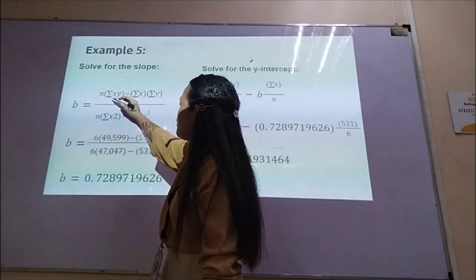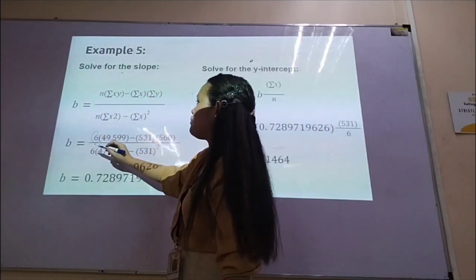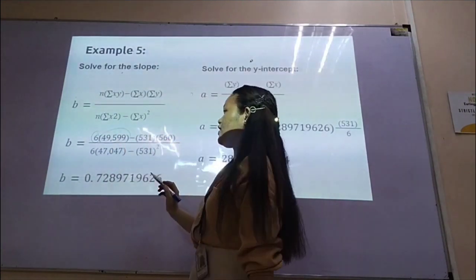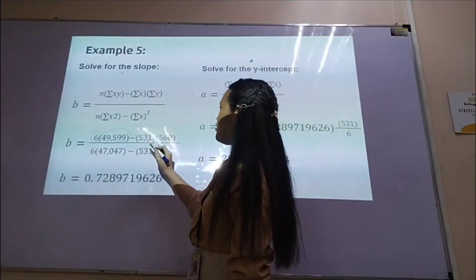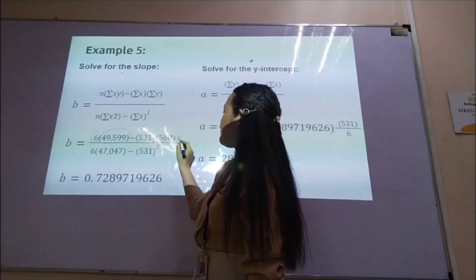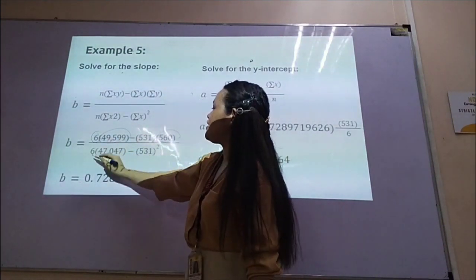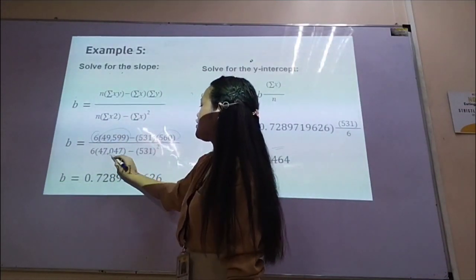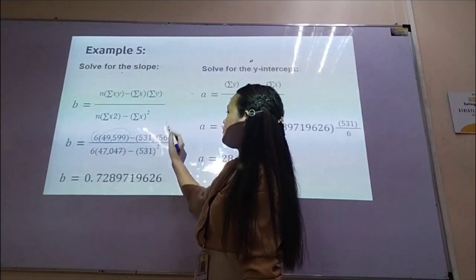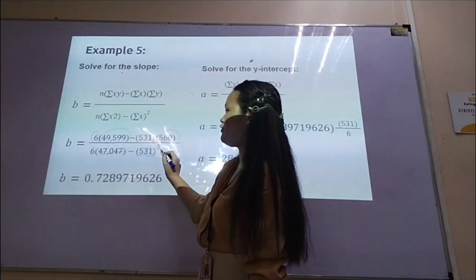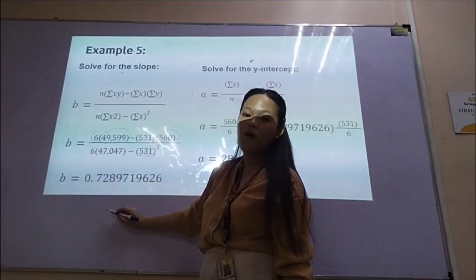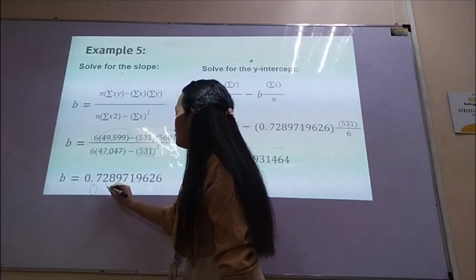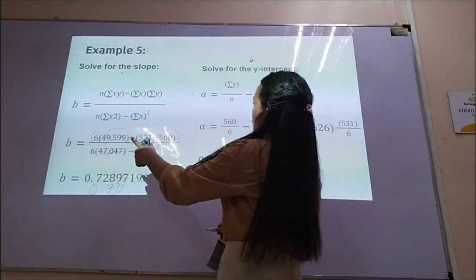Now we're going to solve for the slope. B is equal to the number of variables, which is 6, multiplied to the summation of xy, which is 49,599, minus the summation of x, which is 531, multiplied to the summation of y, which is 560, over 6, the number of variables, multiplied to the summation of x squared, which is 47,047, minus the summation of x to the power of 2, which is 531 to the power of 2. If we solve all of this, we're going to come up with the answer 0.7289719626, or simply 0.73. That is our slope.